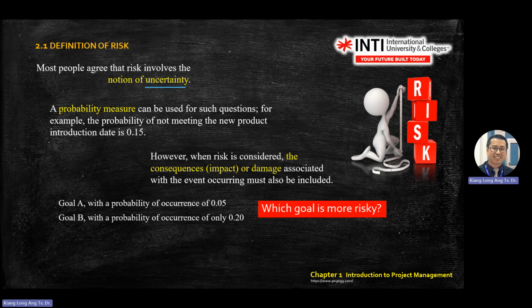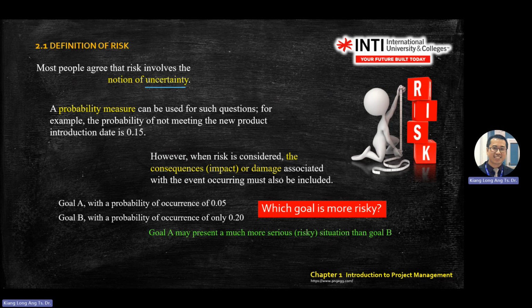You understand the word probability, right? Probability of happening is 5%. A is 5%, B is 20%. Which one is more risky? So B is more risky. However, if goal A keeps on repeating, frequently happens, it can also be more risky or more serious than goal B.